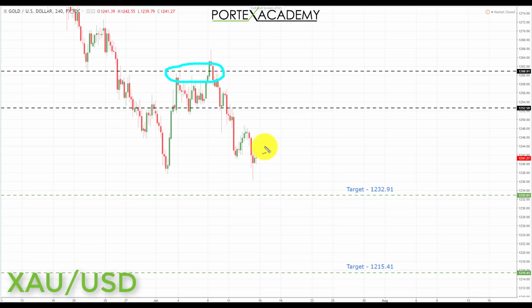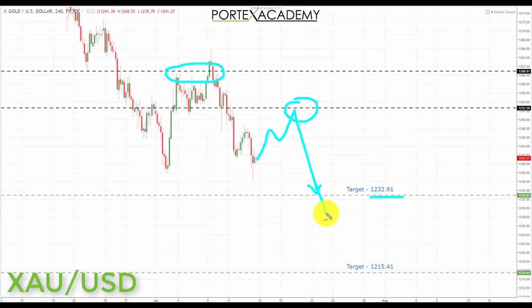So very simply put, we're looking for further declines in gold. If we get a pullback and a retest of broken support, turning resistance at the 1252.59, this will be a great place to once again start to look for bearish formations and patterns. We're going to be looking at further declines in gold, initiating shorts down towards the next key area of support to the downside and the target set at the 1232.91.